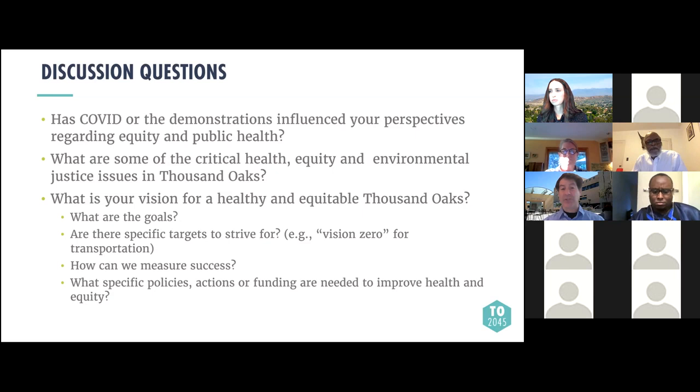We recognize that there are very broad environmental issues, things that Dr. Freeland talked about going on in North Carolina and in Texas and in other places, but some of those things may not apply to Thousand Oaks. So the question is, what are some of the things that we can deal with in Thousand Oaks? And then overall, what is your vision for a healthy and equitable Thousand Oaks? What are the goals? Are there targets that we want to strive for? Are there measures of success? And then what are specific policies, actions, or funding that's needed to improve health and equity?